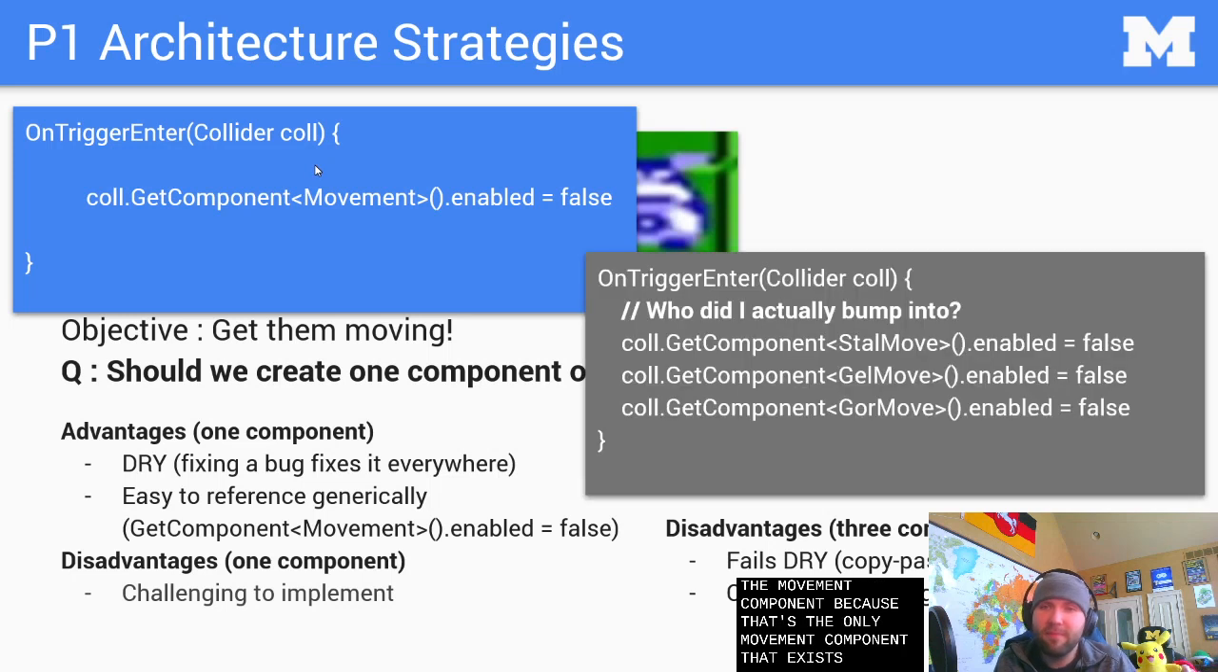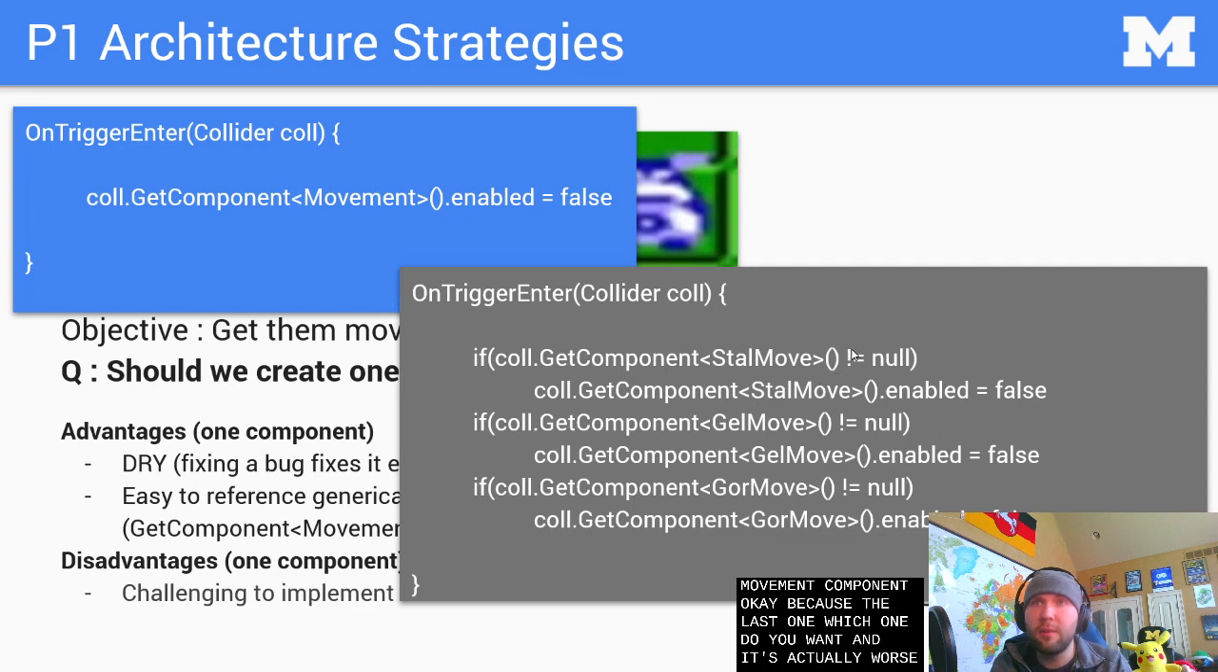However, if you have one movement component for every unique enemy, it's going to be a pain in the butt. What you're going to notice is that you get into this pattern, okay? You have to manually grab every component type and turn it off because you can't just say, hey, grab me the movement component, okay? Because they'll ask, well, which one do you want? And it's actually worse because you can't write just 3 lines, you need 6, because your Stalfos might not have the gel movement component. Your gel might not have the Stalfos movement component. So you have to make sure whatever you're touching has the component that you want and turn it off. You have to do all of this.